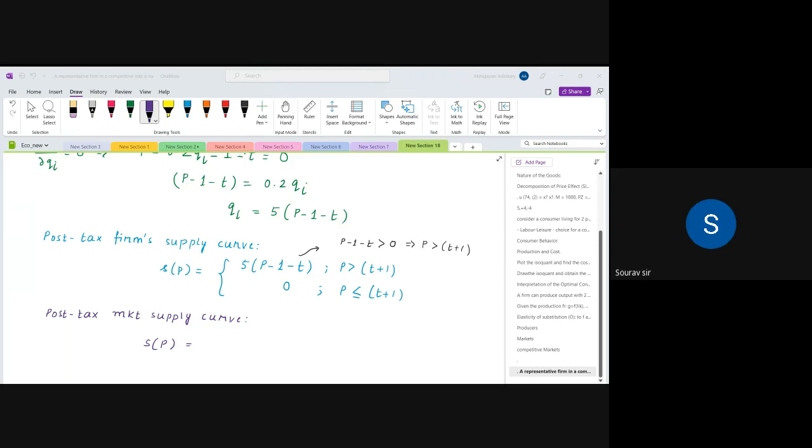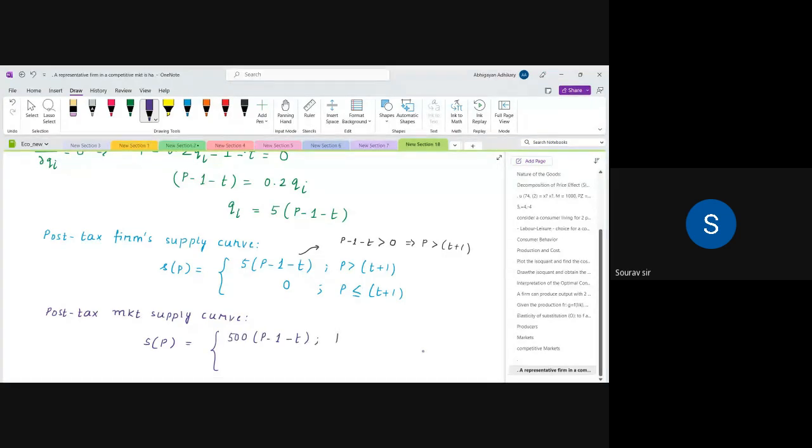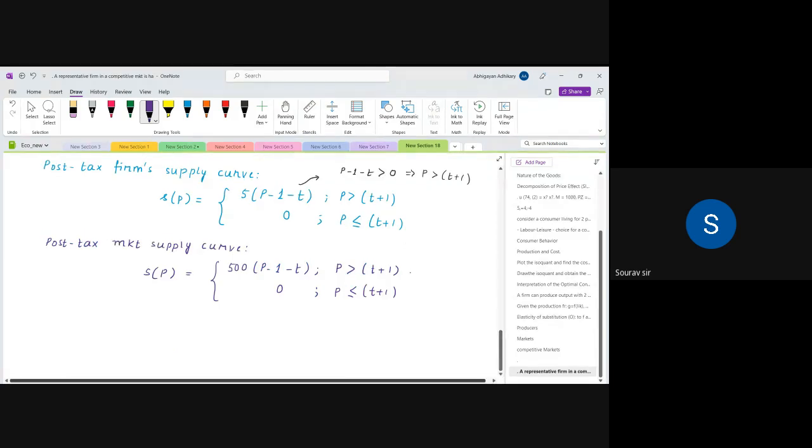So over here, the market supply curve would be 500 into P minus 1 minus T, for P greater than T plus 1, and it will be 0 if P is less than or equal to T plus 1.